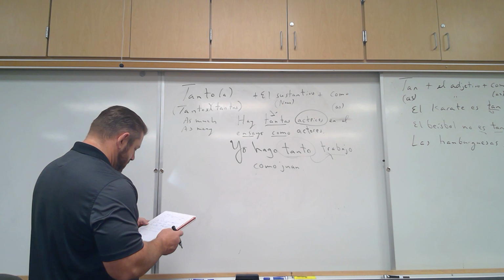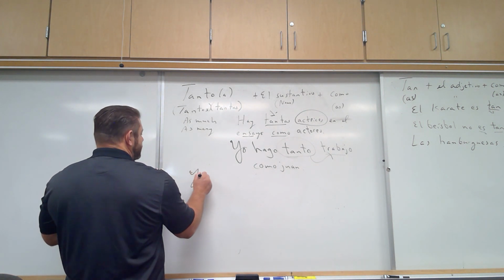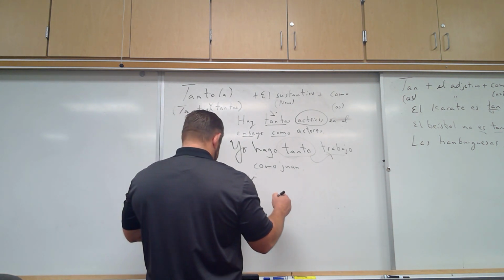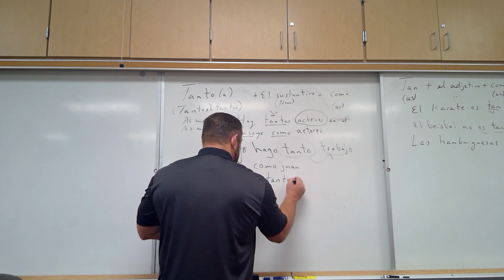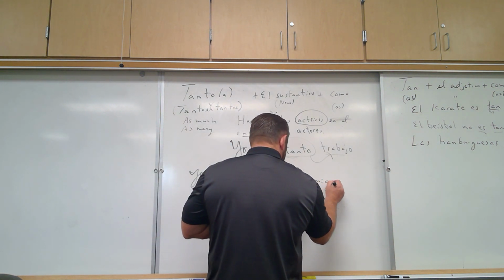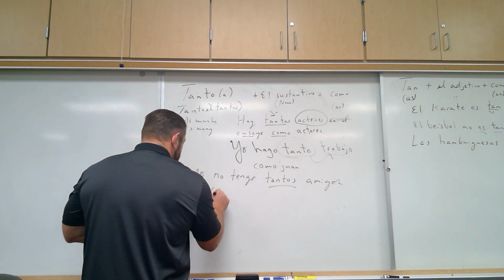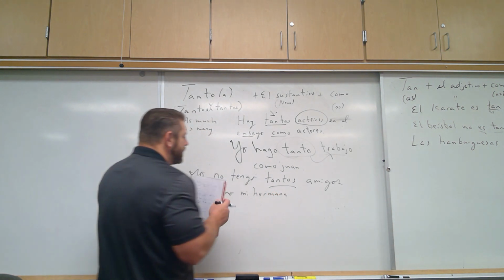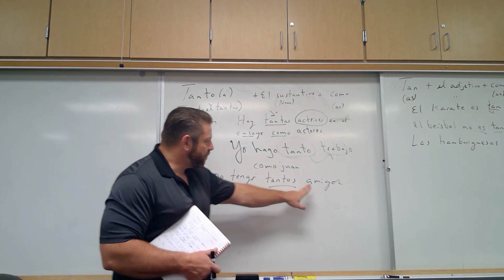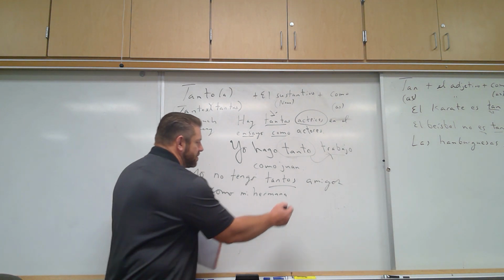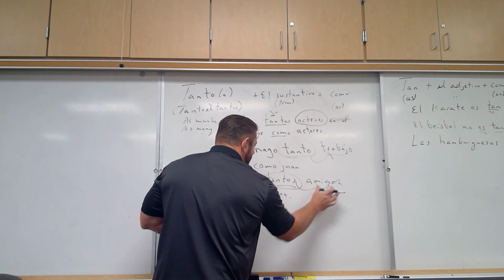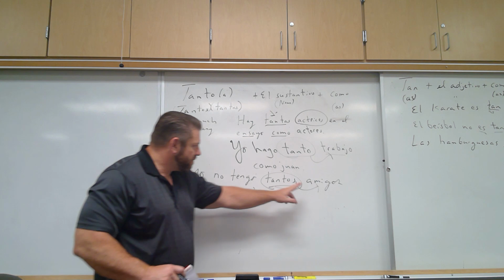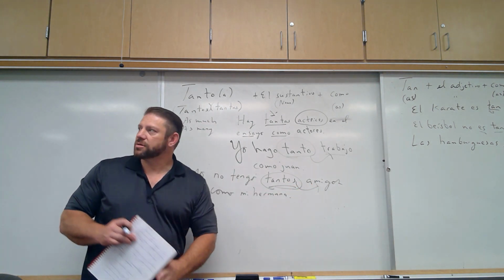Otro. Yo, here's a negative comparative statement. Yo no tengo tantos amigos como mi hermana. So here we go. Yo no tengo, I don't have as many friends as my sister. This is in agreement with that. Here's the noun. Tantos is plural and masculine, just like amigos is. I don't have as many friends as my sister.